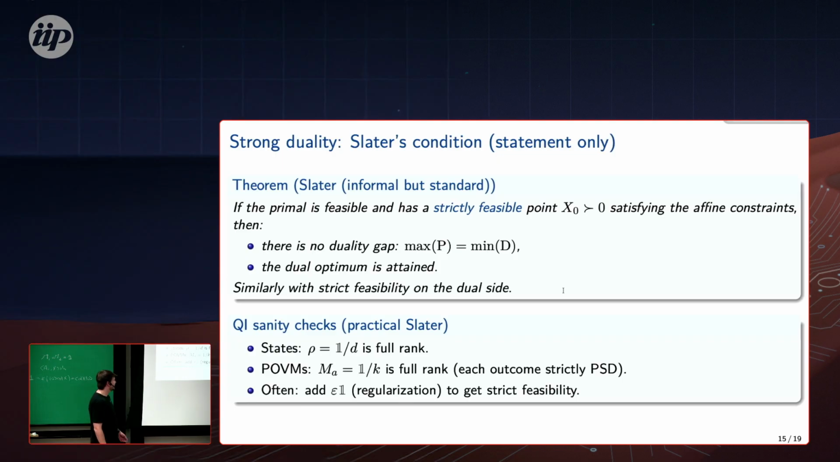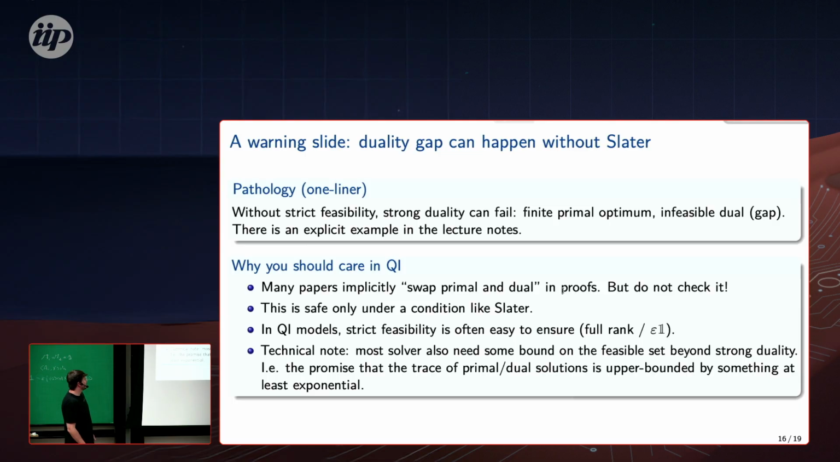Or, let's say you're optimizing over POVMs, just pick the trivial POVM, and it usually works. Or you take some feasible point and perturb it with the maximally mixed state with some small epsilon. These are all standard tricks. There are many others, and if you start working with SDPs, you actually get a hang of it. Usually it's not a problem, but it's something that needs to be checked. Okay, so this is what I just complained about.